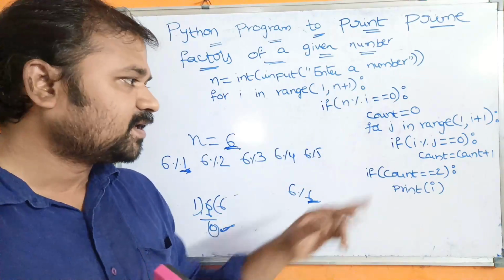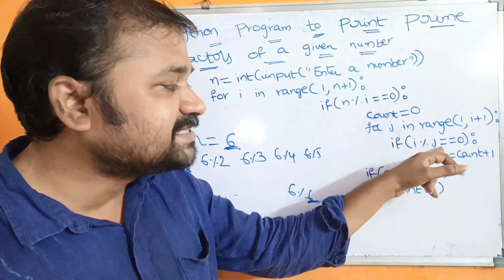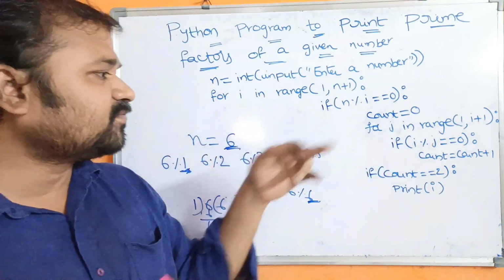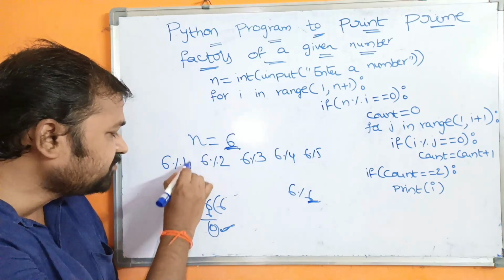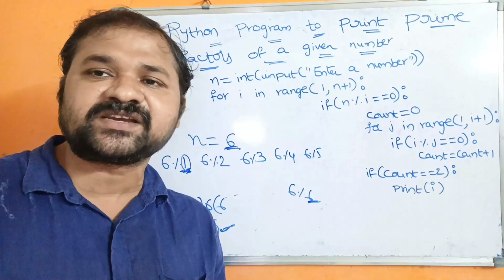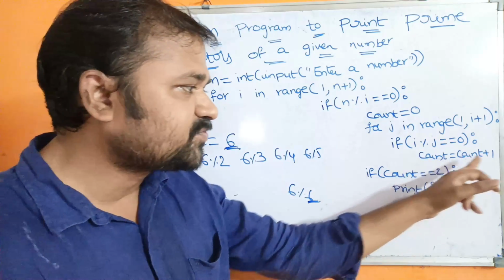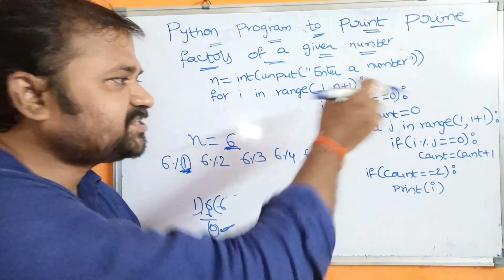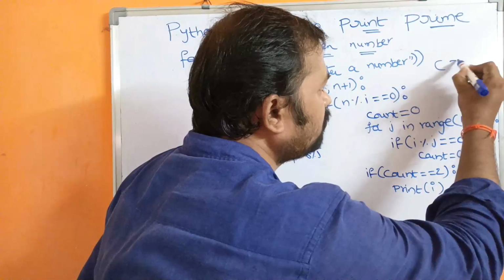If i modulo j double equals 0, here what is the i value? Initially the i value is 1. So what is the j value? 1. So 1 modulo 1 double equals 0. The condition is true. So count equals count plus 1. Initially the count value is 0. Now count will become 1.